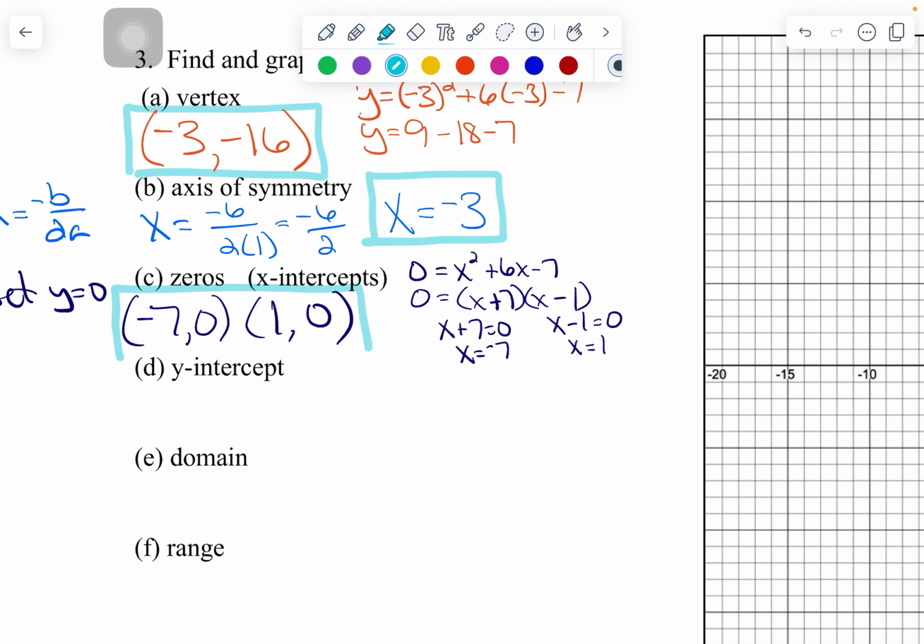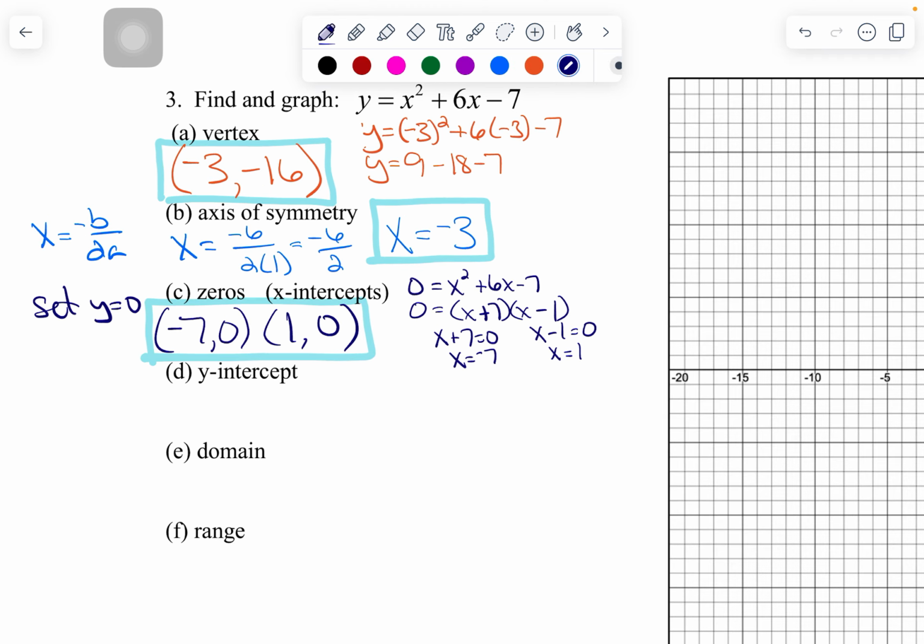All right, so we've got our zeros that we found, those x-intercepts, by setting y equal to 0. To find your y-intercept, we're going to set x equal to 0. So back to the original problem, everywhere I have an x, I'm going to replace it with a 0. So y is equal to 0 squared plus 6 times 0 minus 7. So 0 squared is 0, 6 times 0 is 0. So 0 plus 0 minus 7, I'm going to have a y-intercept of negative 7.